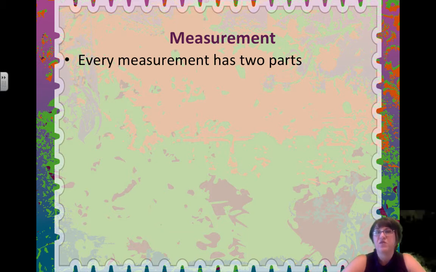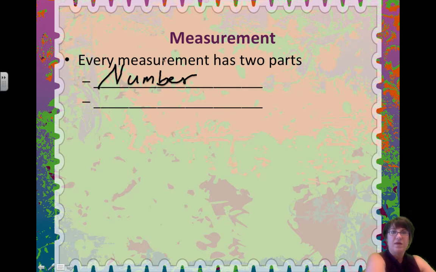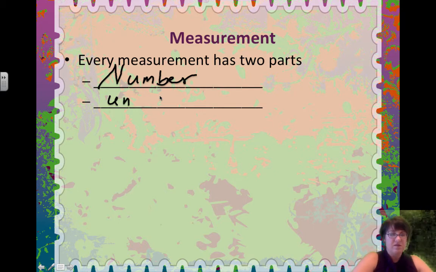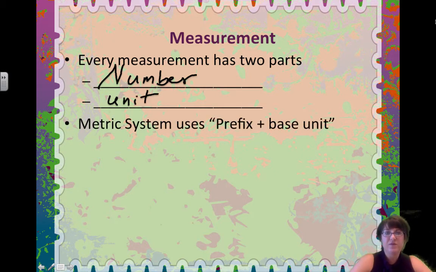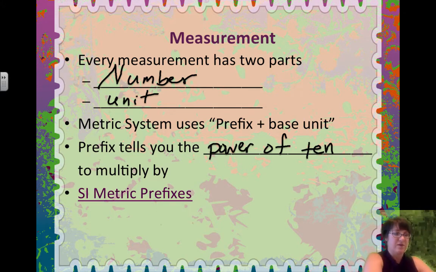Measurement is made up of two parts. In every measurement, we've got a number, and you must also have a unit. Numbers without units are unacceptable. Those are called naked numbers, and that's not allowed in chemistry. No nudity in chemistry. And the metric system allows us to use the prefix plus the base unit so that we can simplify our units of measurement. The prefix tells us what power of 10 we need to multiply the number by. So let's see what this is all about.